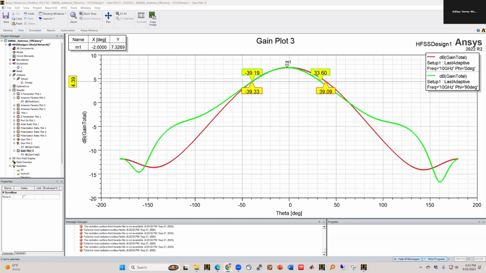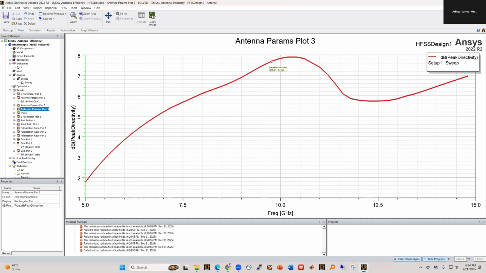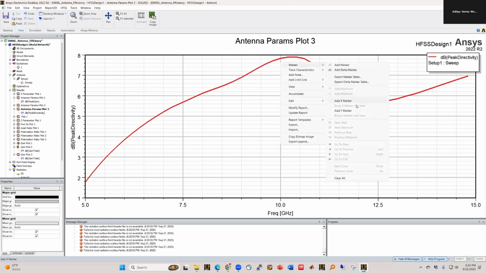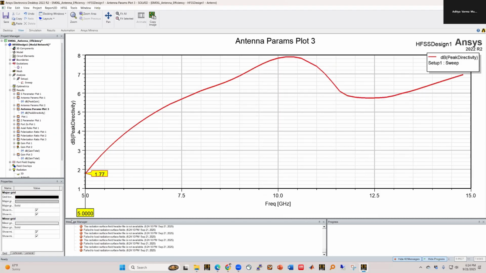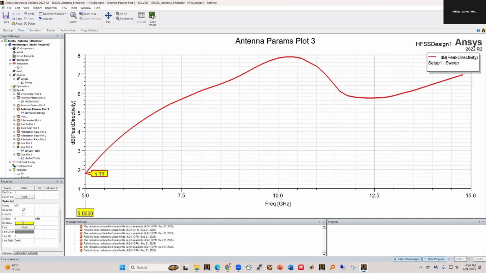Let me just quickly check my calculation. Yeah, so around 8.3 dB should be the directivity from these values. And if you go back to our directivity plot, it's close to that. It's not exactly that. So I can put an X marker and then set this to 10 gigahertz, 7.8. So it's like maybe half a dB off, and that's not too bad for a very quick estimate of the directivity.